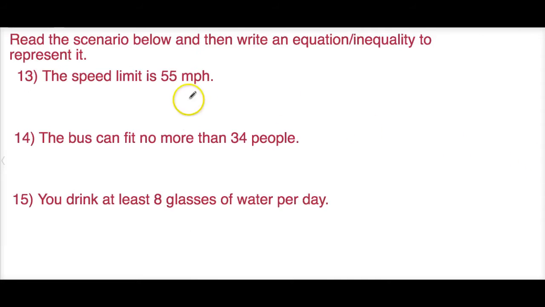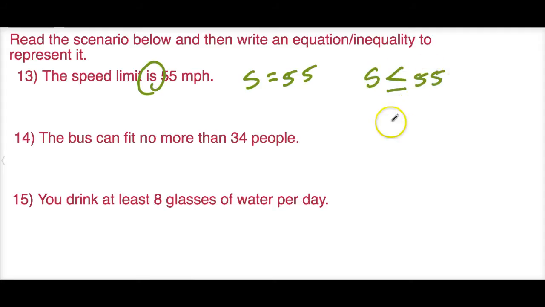Number 13, we're reading the scenario and writing an equation or inequality to represent it. The speed limit is 55 miles per hour. So what the cops want you to think is that the speed limit is 55. Typically is equal to. However, in real life, people go above and below that, but typically we're looking for the speed to be less than or equal to 55. Anything above 55, you can get a speeding ticket.